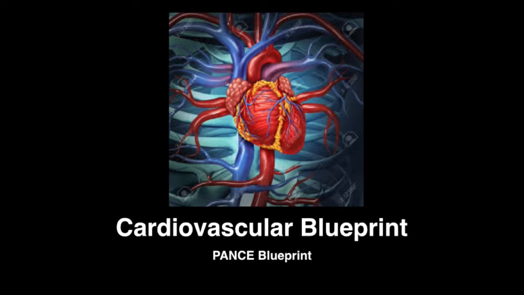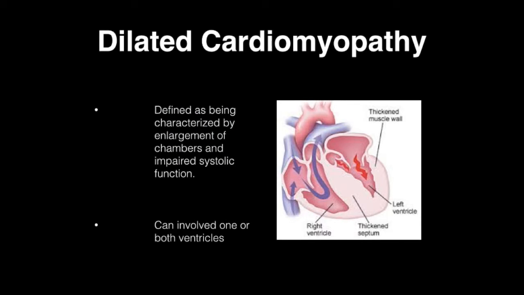Now, the first section on the cardiovascular section of the blueprint is over cardiomyopathy. There's three basic cardiomyopathies that you need to be familiar with when you're taking the NCCPA: dilated cardiomyopathy, restrictive cardiomyopathy, and hypertrophic cardiomyopathy. Looking at them on the surface, each one of them has its own intricacies and things worth remembering. Let's dive into dilated cardiomyopathy first.